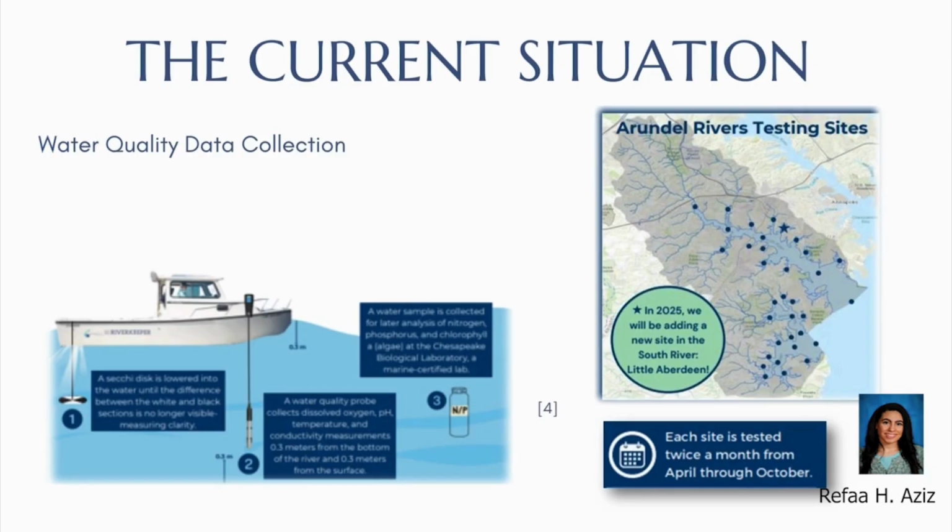For the current situation in terms of water quality data collection, one of the sources of testing is conducted by the Cardinal Rivers Federation, and they perform field testing throughout the various sites shown in the map on the right, twice a month from April to October.